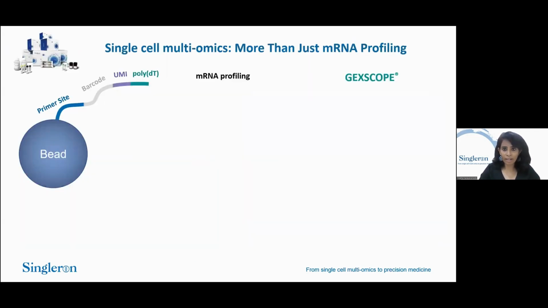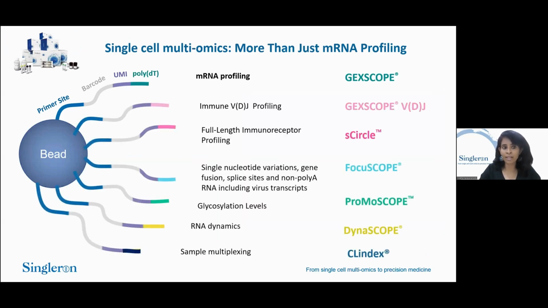So we are able to provide mRNA profiling, which is our GEXscope kit. This will be what the bead structure looks like in that kit, but also multiple other multi-omic options. I'm just flashing here the main assays we provide.